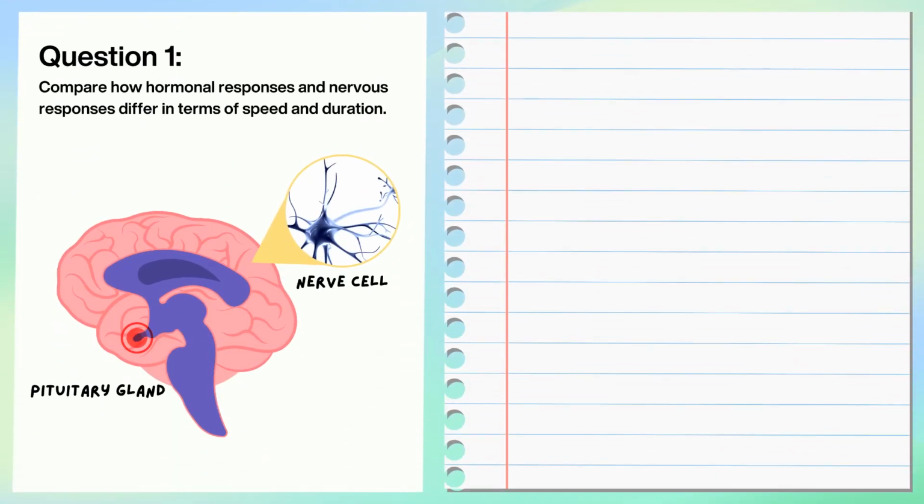Let's work through this question to consolidate our understanding of the endocrine system and its functions. Compare how hormonal responses and nervous responses differ in terms of speed and duration. Pause here to try the question yourself. Now let's go through it.